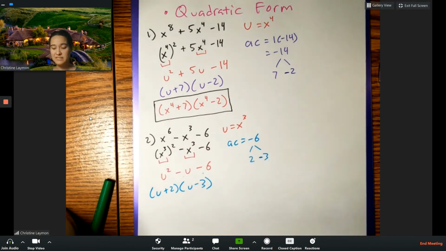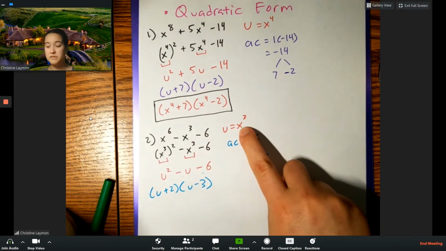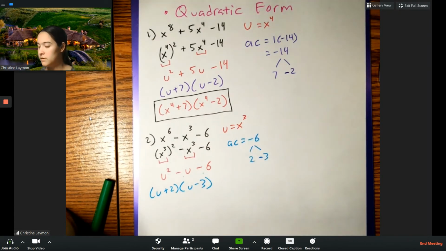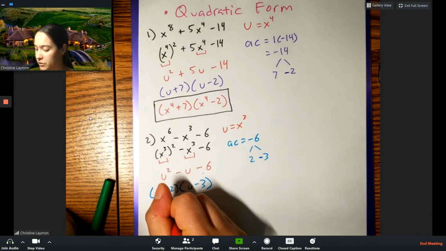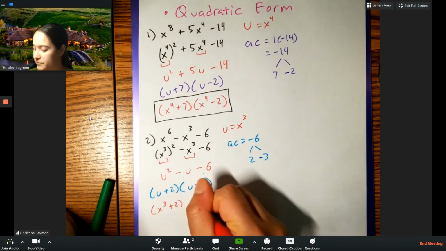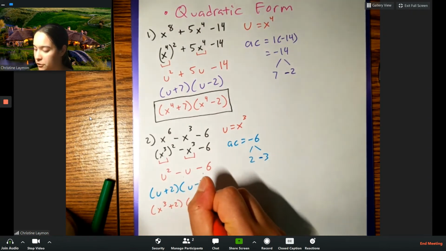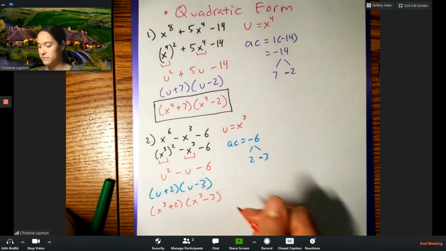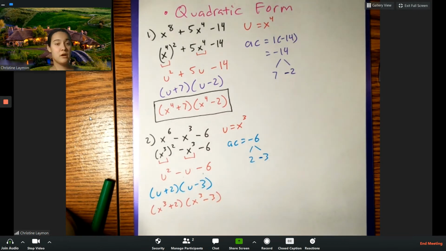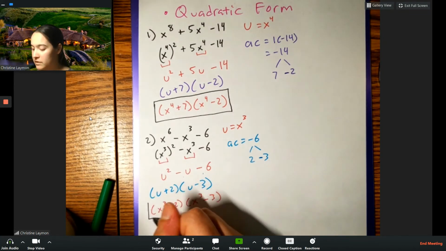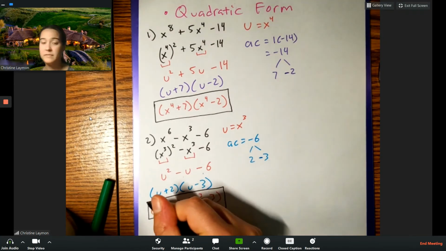I am not done yet because I'm going to go ahead and back sub this into there. So I'm going to have x cubed plus 2, x cubed minus 3. I check them. I do not have the sum and difference of cubes here, so I can go ahead and mark this off. That is my end answer.